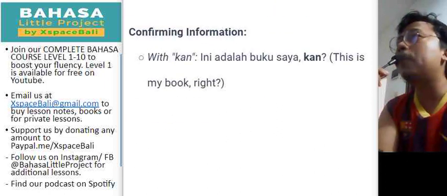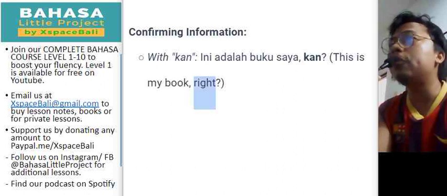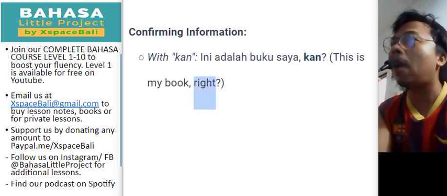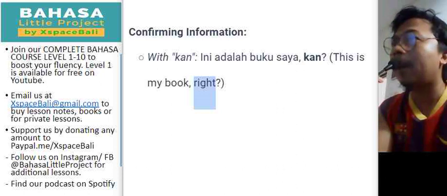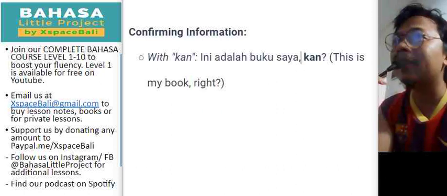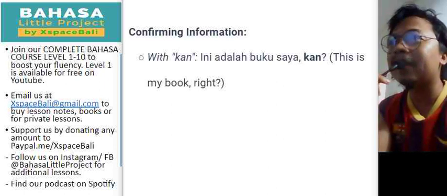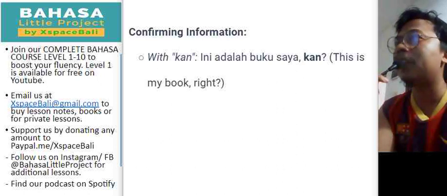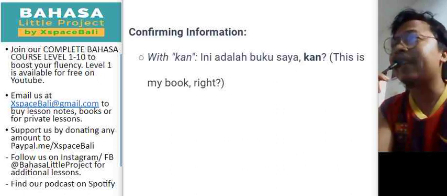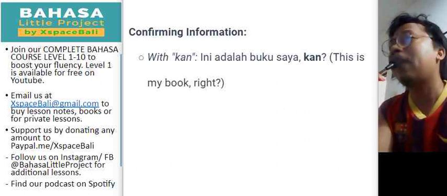Another one here is, this is my book, right? Again, here, we use kan to replace right to confirm information. Ini adalah buku saya, kan? This is my book, right? This is my pen, right? This is my money, right? This is my wife, right? Well, I mean, if you forget your wife, that's a problem. But okay, I think you get the idea.